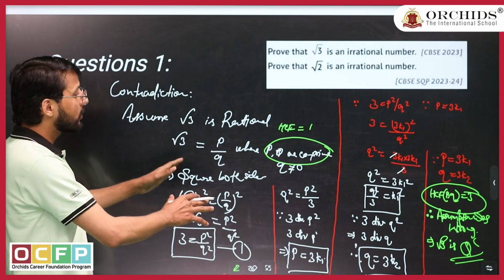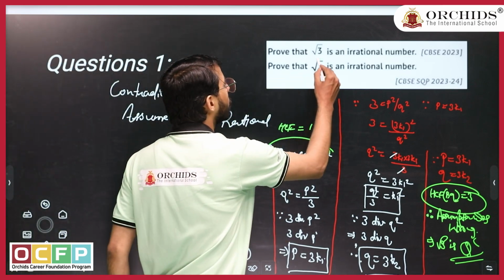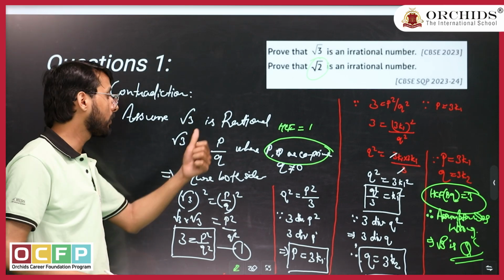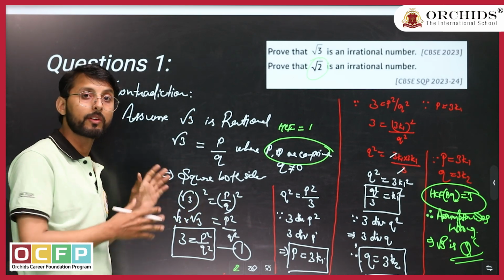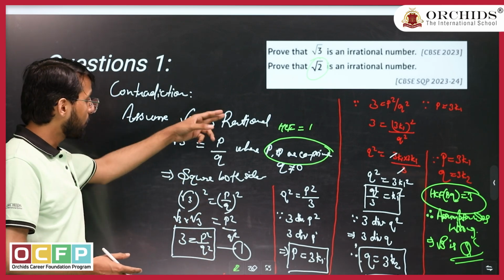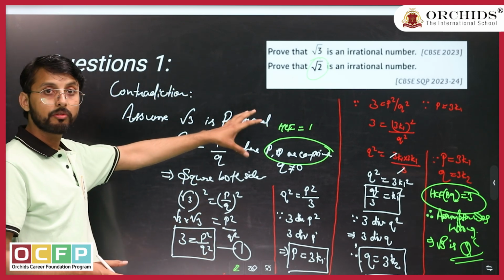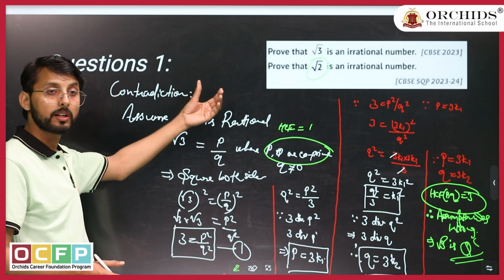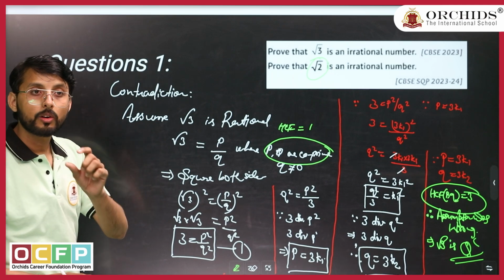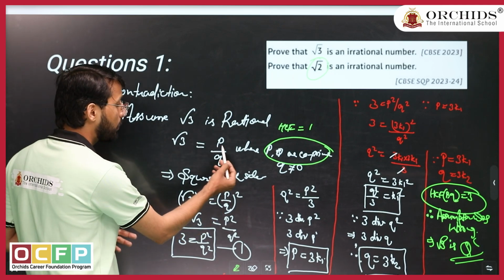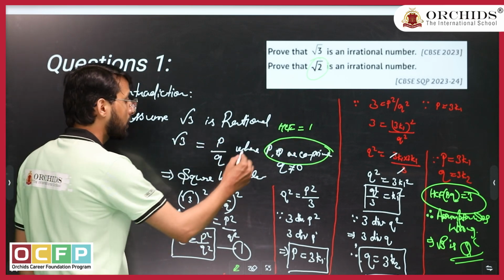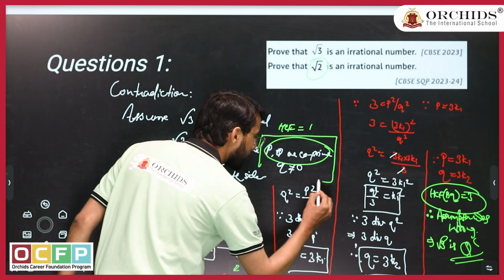Now the same logic you have to work on root 2 also. So root 2 is for you, root 3 I have done, root 2 you will solve on the basis of the same logic whatever I have taught you here. Just take 2-3 minutes, revise how I started. First I assumed the contradiction part, root 3 as rational. Then the condition on p and q, which is very important, is that p and q should be co-prime and q should not be equal to 0. This part is very important for you.